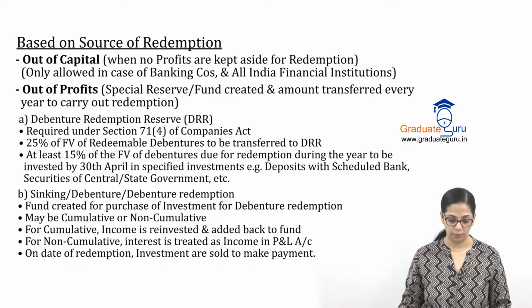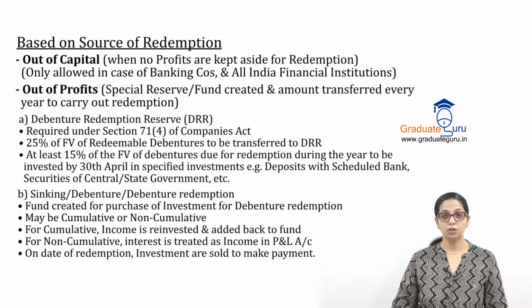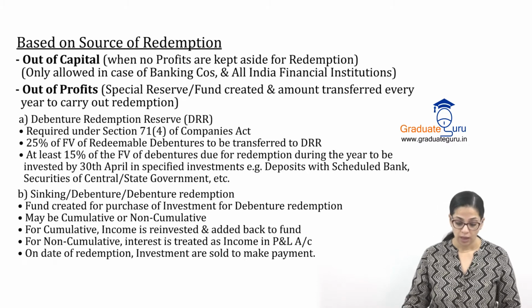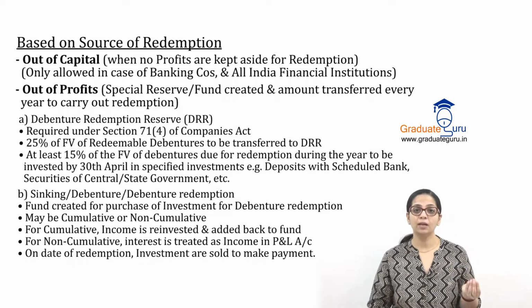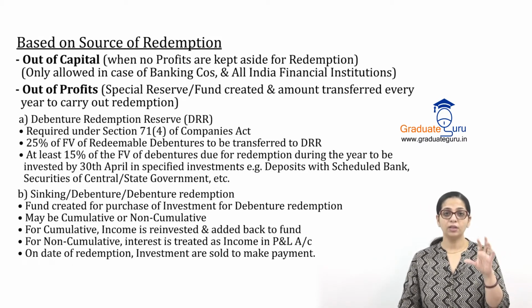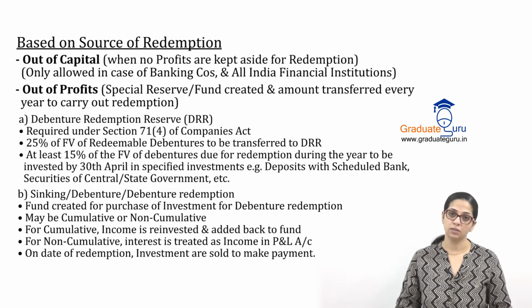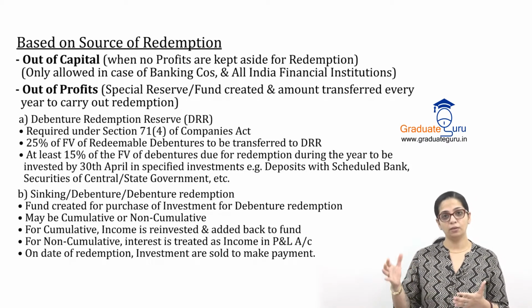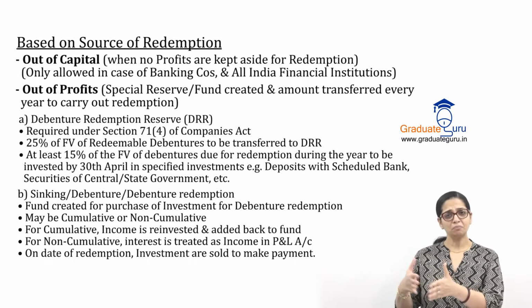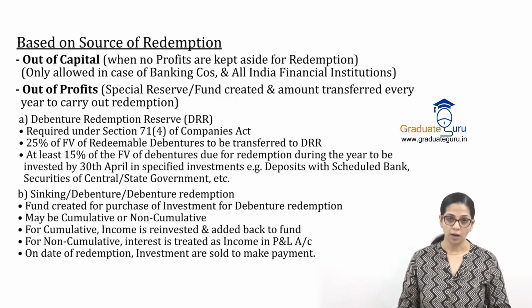Otherwise it is non-cumulative. So basically cumulative income is reinvested and added back to the fund, whereas in non-cumulative, interest is treated as income in the P&L account. And why is this fund created? For redemption. Whenever we have to redeem debentures, whatever amount we need for redemption will be available by selling the investment against this fund. So the fund is created only for that purpose, that whenever our investment accumulates, I can sell it, and from the amount we get on selling the investment, we can do our redemption.